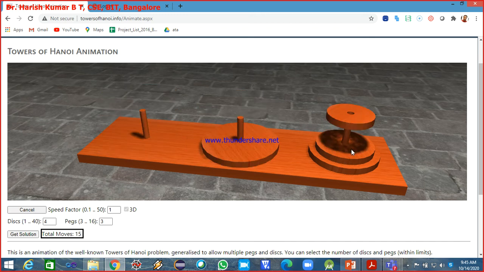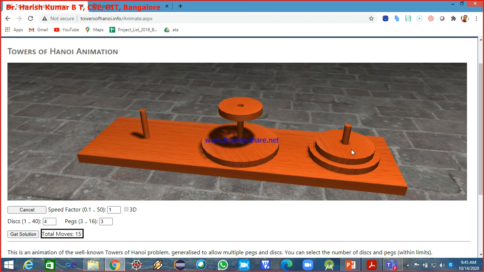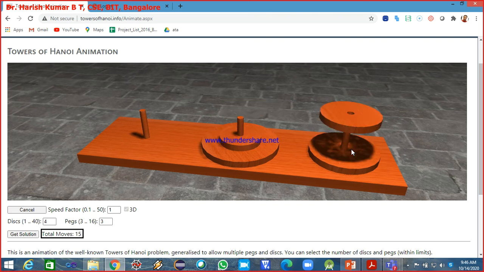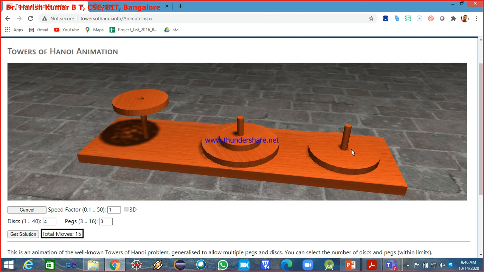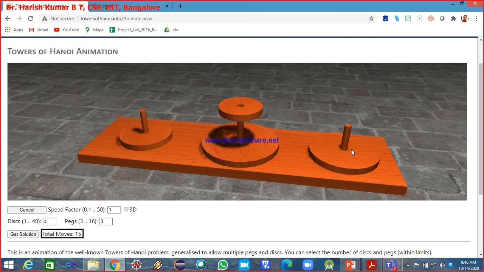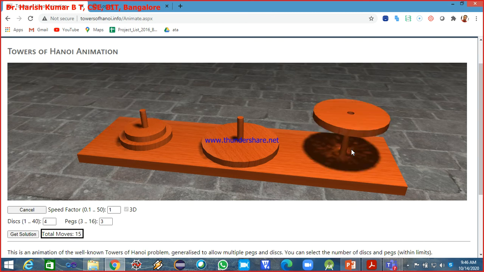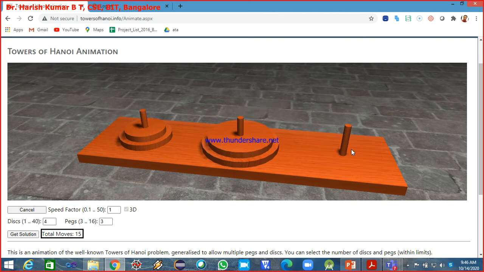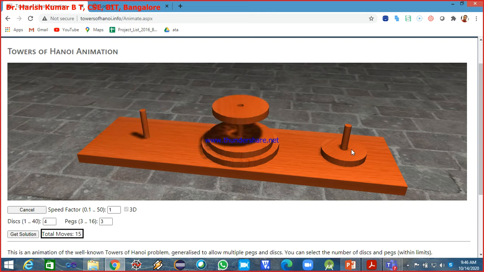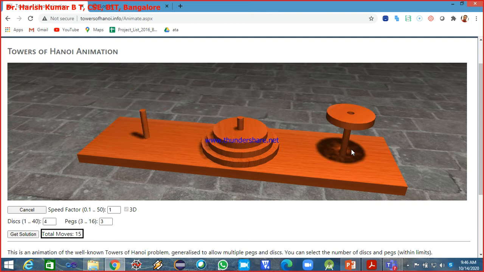Now the 8th move is done. 9th move. 10th. 11th. 12th. 13th. 14th. 15th. In 15 moves they got shifted.